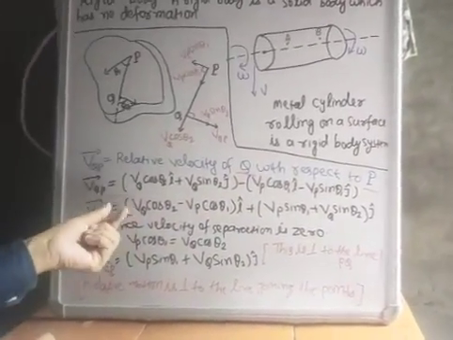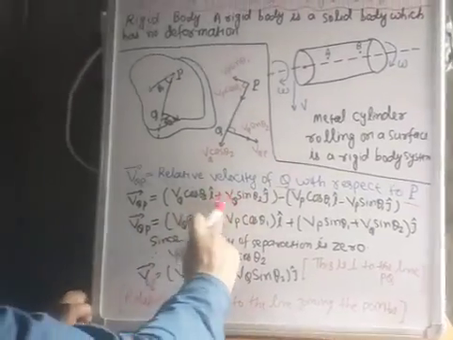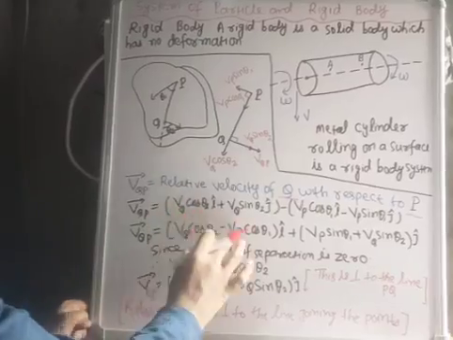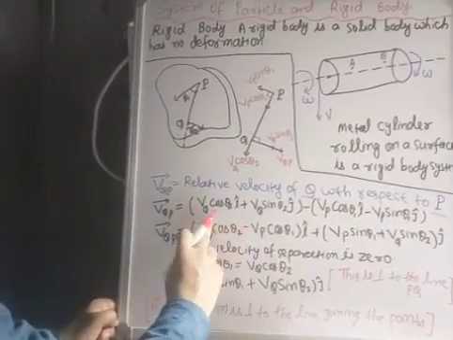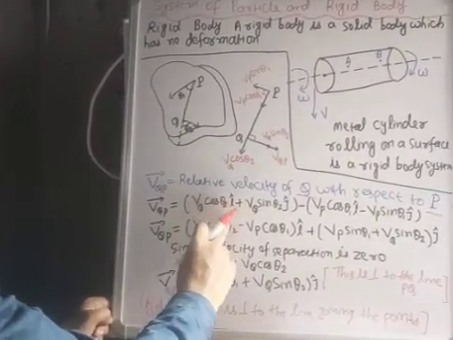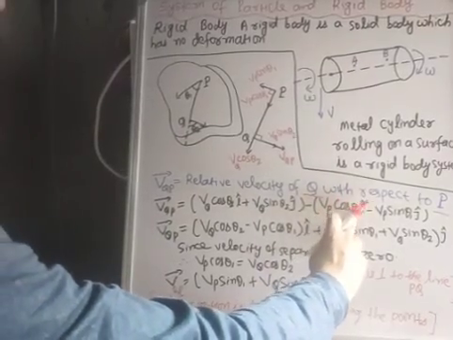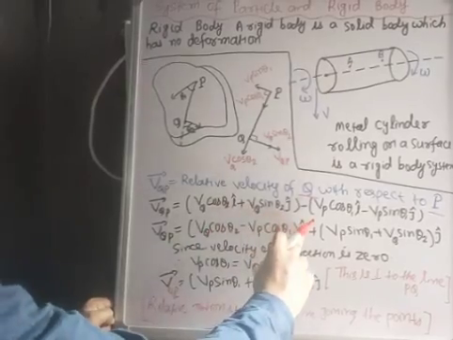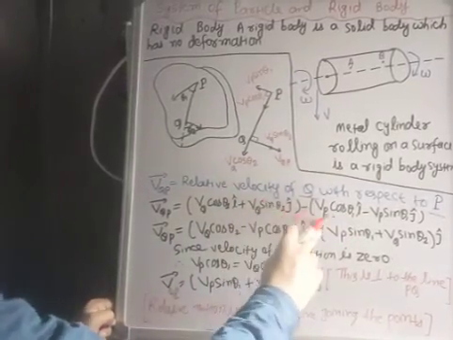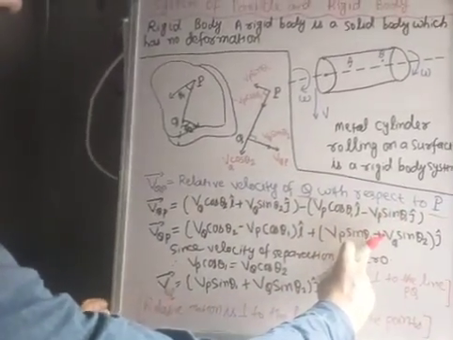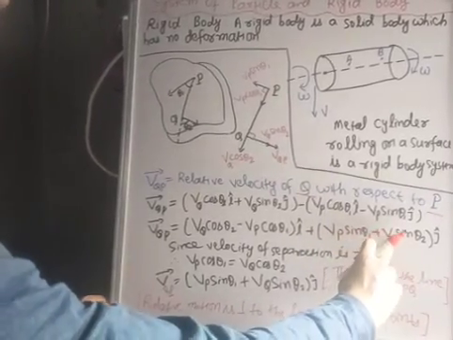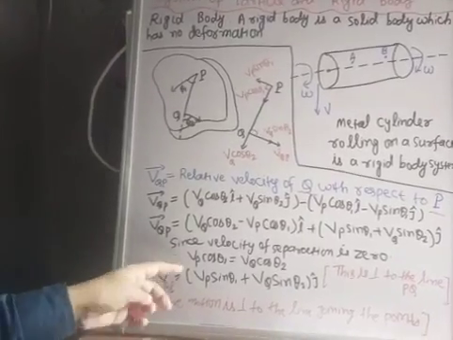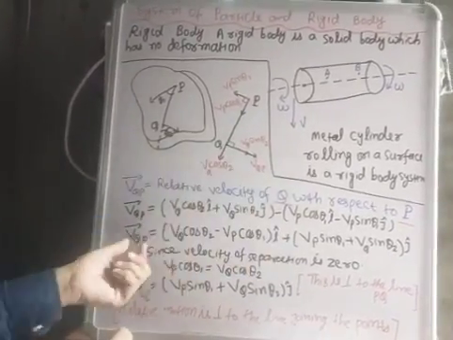Now by solving again, taking i common from both these expressions, we get Vq cos theta 2 minus Vp cos theta 1, into i cap, plus Vp sin theta 1 minus Vq sin theta 2, into j cap. So we have the new expression.